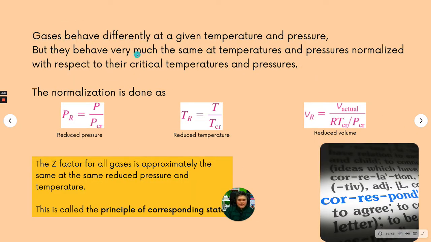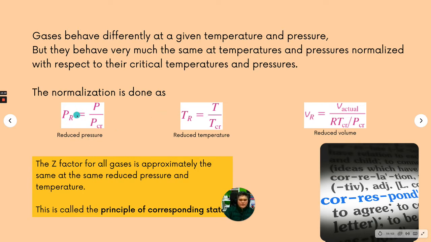So gases behave differently at different temperature and pressure, but they behave very much the same when temperature and pressure are normalized with respect to the critical temperature and pressure. So in order for us to do the normalization, we introduce what we call the reduced pressure, PR. PR equals P over critical pressure. Reduced temperature, TR, equals T over critical temperature, and VR is V actual divided by RT critical divided by P critical. So why is this information important? Remember, this is dimensionless. Dimensionless maksudnya tak ada unit. Kan, ini kPa, ini kilopascal, cancel, tak ada unit.